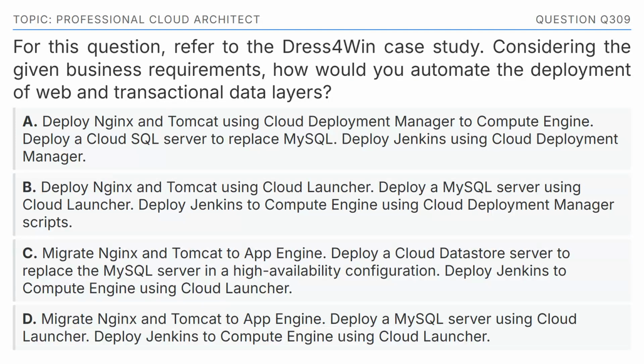For this question, refer to the Dress4Win case study. Considering the given business requirements, how would you automate the deployment of web and transactional data layers? The options are: Option A, deploy Nginx and Tomcat using Cloud Deployment Manager to Compute Engine. Deploy a Cloud SQL Server to replace MySQL. Deploy Jenkins using Cloud Deployment Manager.